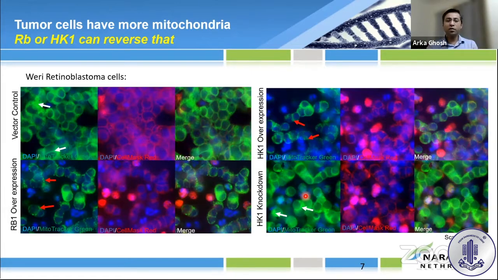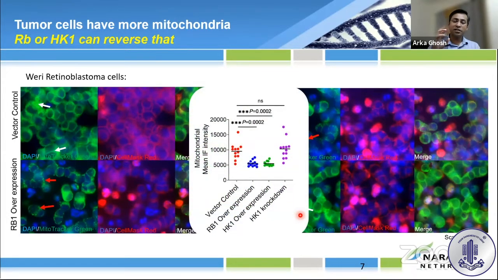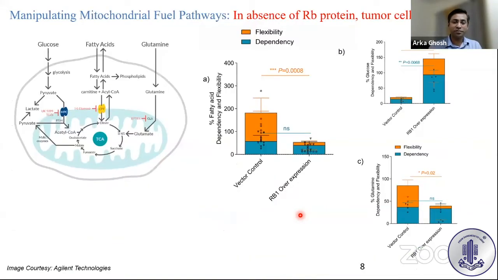But if you remove hexokinase even further, it's already low in the retinoblastoma cells. If you remove it even more, you see the green signal go up a little bit more. So what this tells us is that the tumor cell is more dependent on mitochondria and increases the amount of mitochondria within itself to produce more energy. So how is it producing the energy? What are the fuels that it is using?